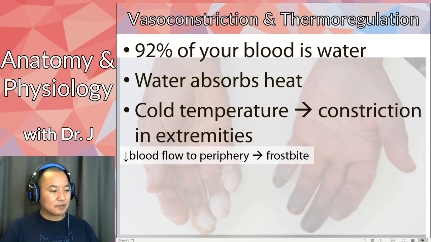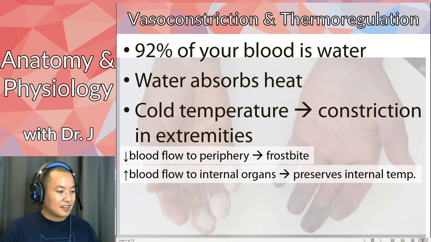So again, what are you going to do? Decrease blood flow, that's why we see that loss of color. And why? Because we want to keep our internal organs warm. It's more harmful to your health to lose something like a lung or one of your internal organs or part of your brain than it is to lose a finger or a toe.